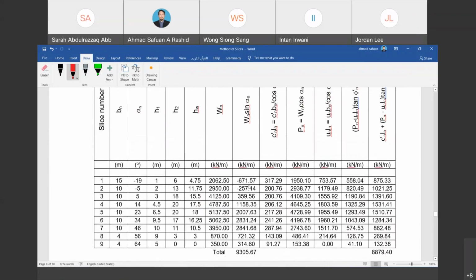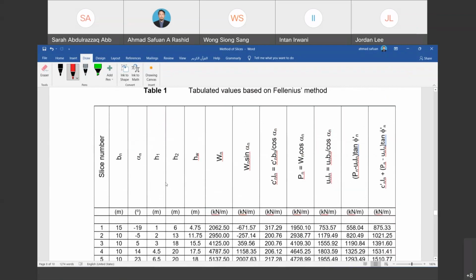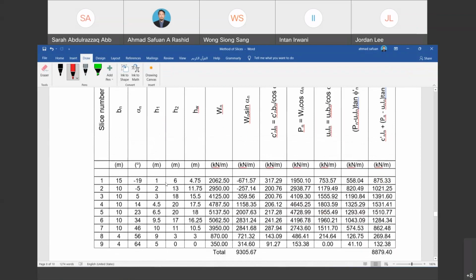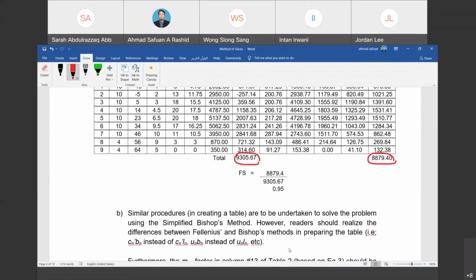To solve the factor of safety value, we need to count up to slice number 9. This is the driving moment, while this is the resisting moment. So the resisting moment divided by the driving moment gives us 0.95. That is for the Fellenius method.